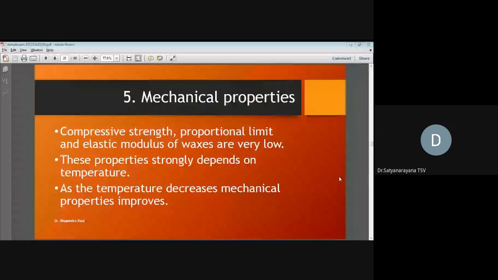Next, the important mechanical properties: compressive strength, proportional limit, and elastic modulus of waxes are very low. These properties strongly depend on the temperature. As the temperature decreases, mechanical properties improve. Okay.